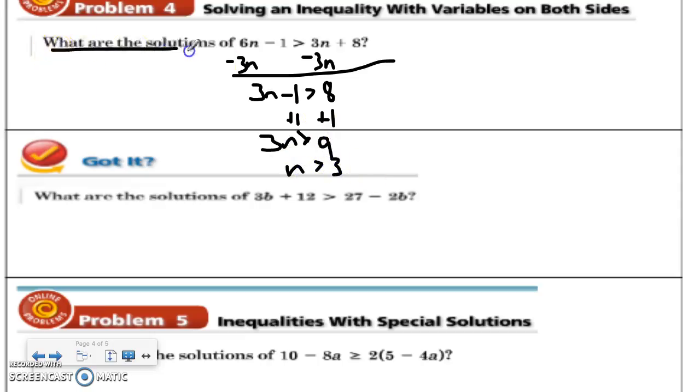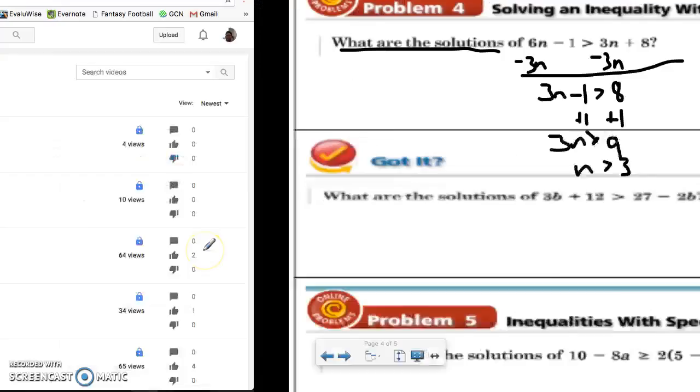It says, what are the solutions? Generally speaking, what that means, it's saying without saying that it wants you to graph it on a number line, so please do that. So n is greater than 3. Here's 0, 1, 2, 3 is right there. Open dot because there's no equal bar. Greater is to the right. So I'm shading to the right. That's what that solution set looks like. Try the next one and check it with me when you're done.